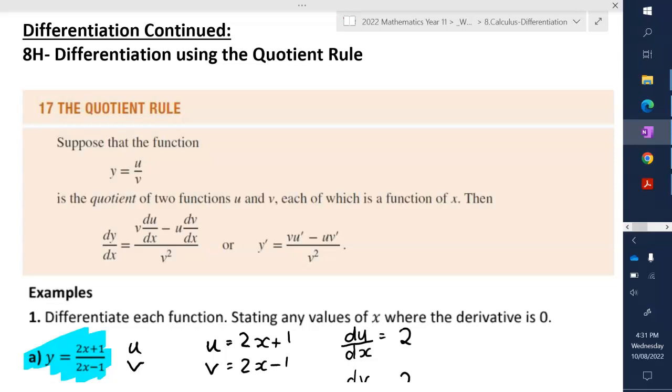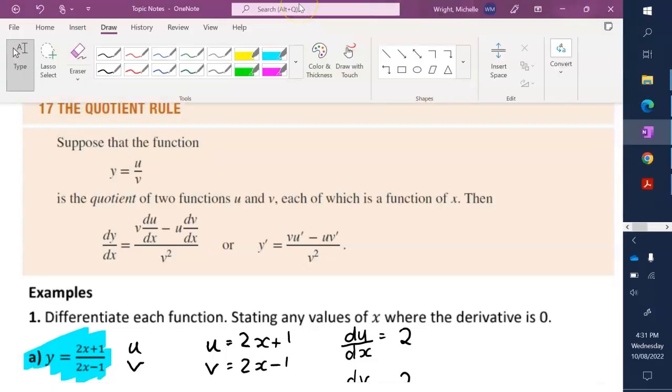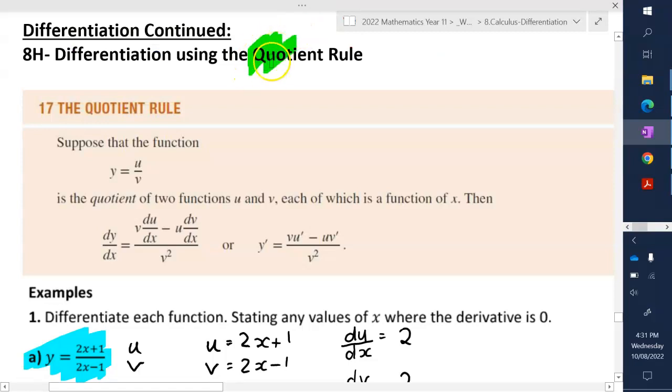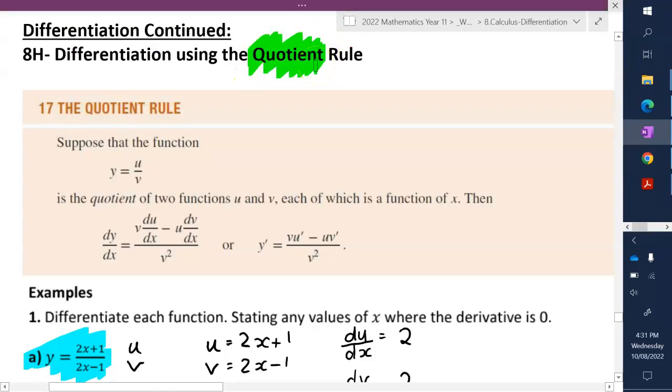When I asked you guys in class the other day what quotient meant, or if you'd heard of quotient before, you actually hadn't. So quotient is the result that you get when you divide something by something else. That's why the functions we're going to look at today have y as a result of a top function we're going to call u and another part that we're going to call v. So we're going to have a division in there, hence quotient.